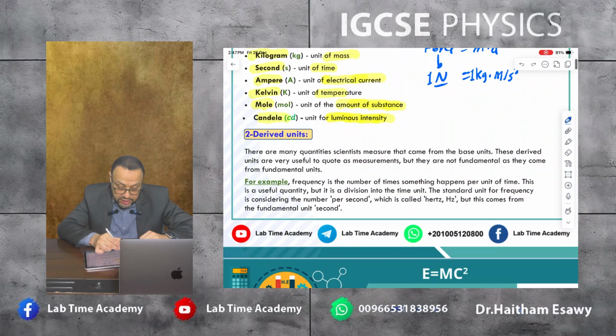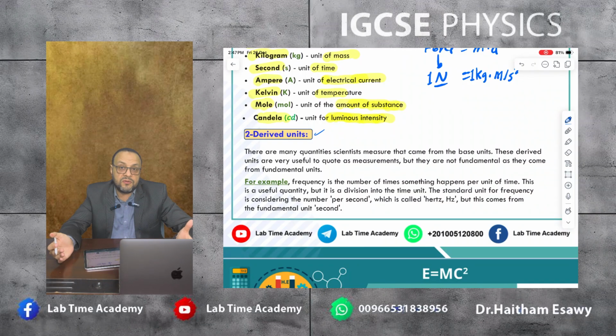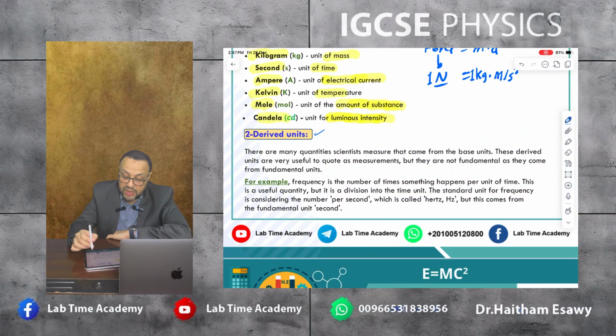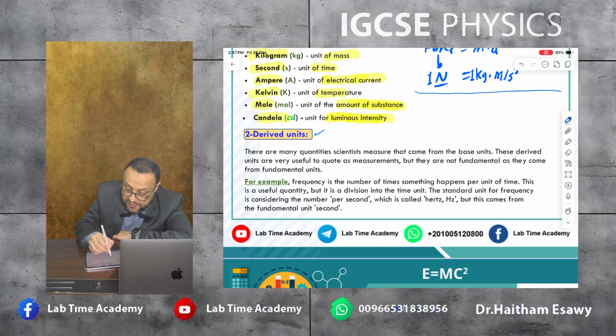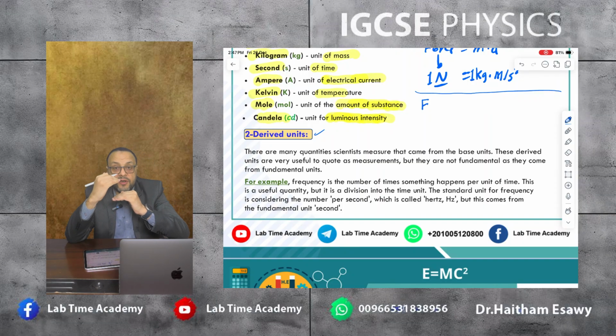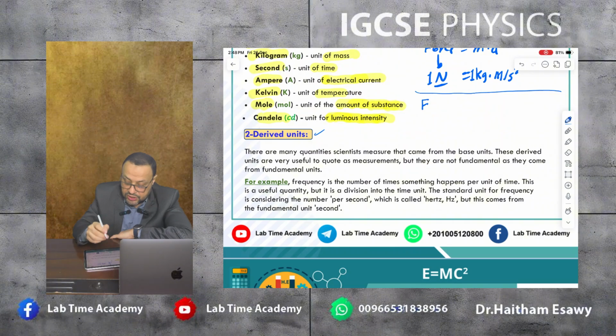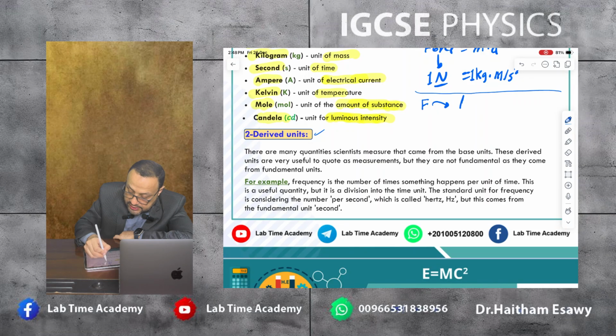So this is the derived units. Also, you have many examples for the derived unit. Let me give you another example for the derived unit, ya shabab. We have frequency. Frequency equals the number of complete vibrations divided by time. Frequency, its unit is hertz, Hz.